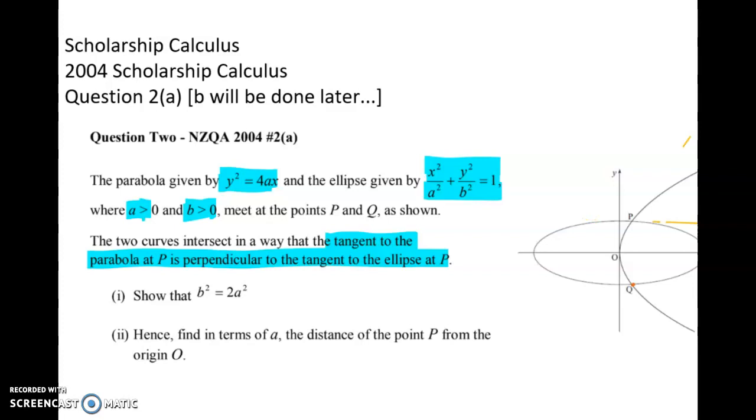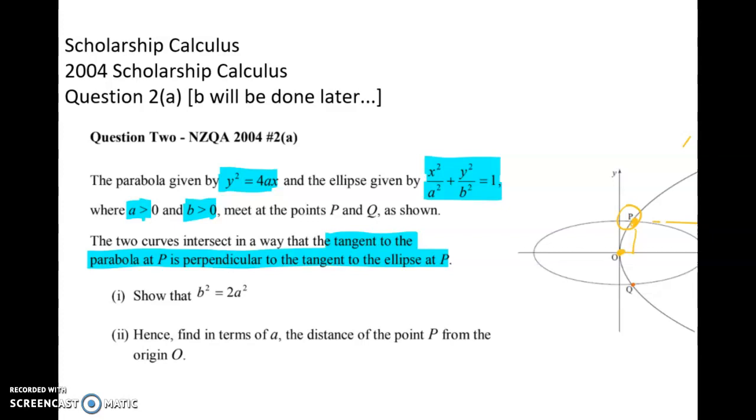where they meet. Okay, first thing we've got to do is show that b squared is equal to 2a squared, and then we have to find the distance of point P from the origin O. This is going to be a simple application of Pythagoras once I've worked out what the coordinates of point P are. So two things to notice at this stage: x is positive and y is also positive. So now we should just get on with it.